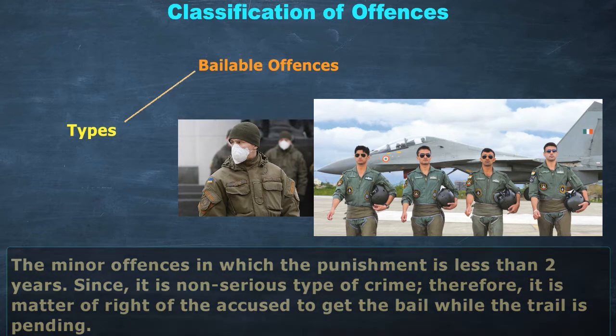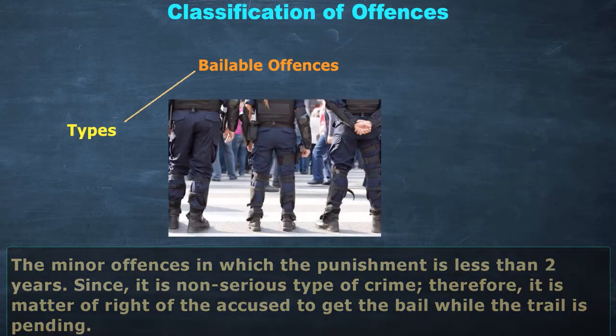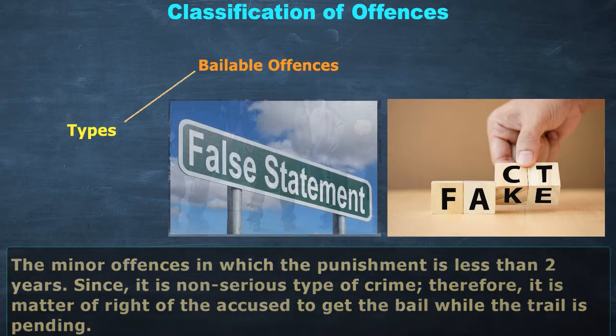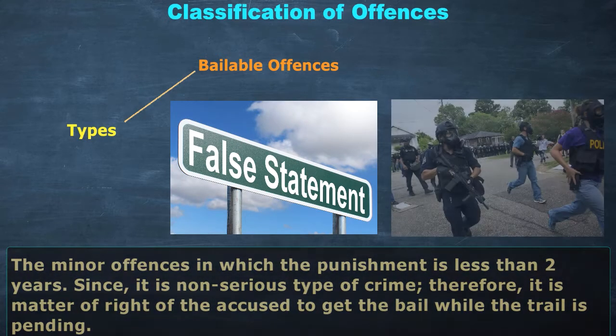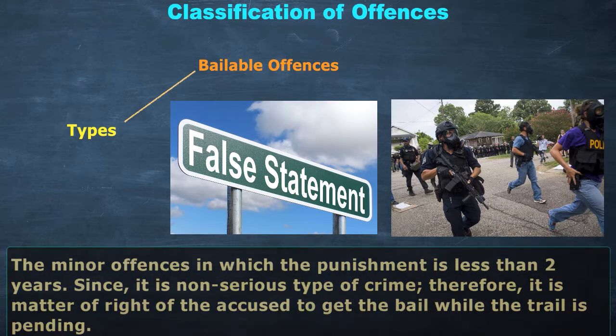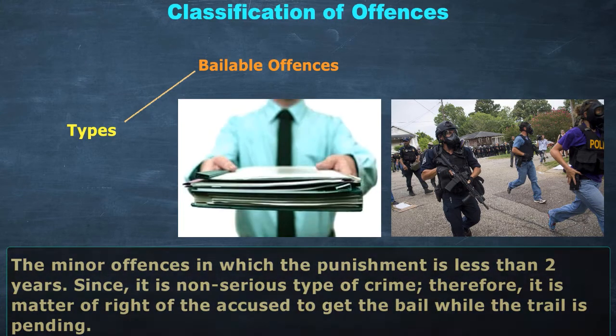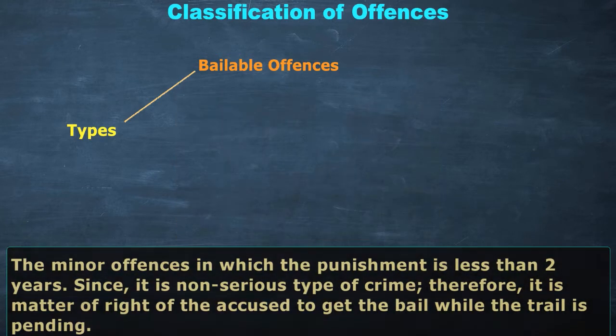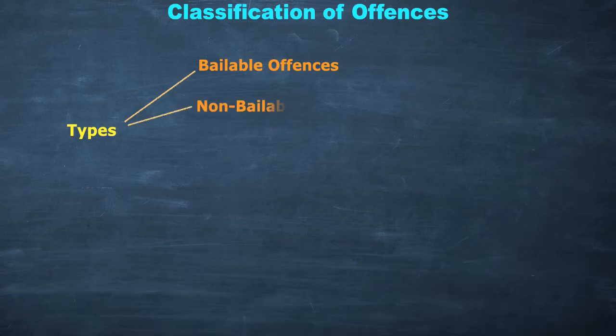Some examples of bailable offense are punishment of unlawful assembly, section 144, furnishing false information, section 177 of IPC, false statement on oath to public servants, section 181, threat of injury to public servant, section 189, giving false evidence, section 191, threatening person to give false evidence, section 195A. So there are so many that come under the bailable offense. Okay, the next one is non-bailable offense.